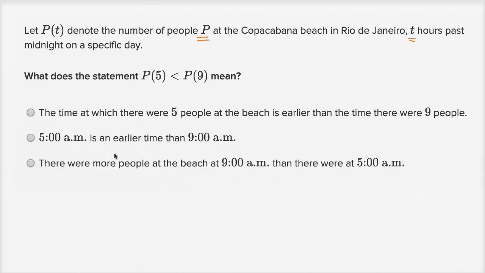So before I even read this, let's think about this. This is the number of people 5 hours past midnight on a specific day. So this is saying that the number of people 5 hours past midnight is less than the number of people 9 hours past midnight at Copacabana Beach.